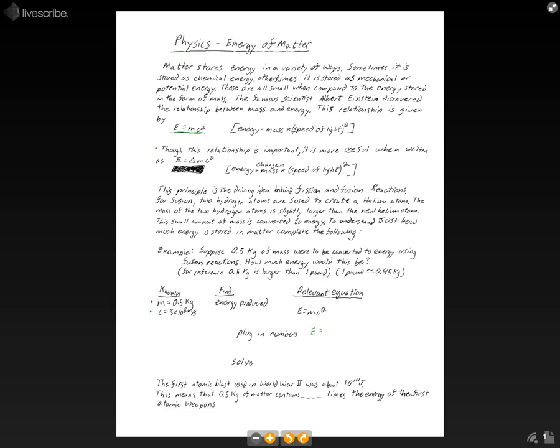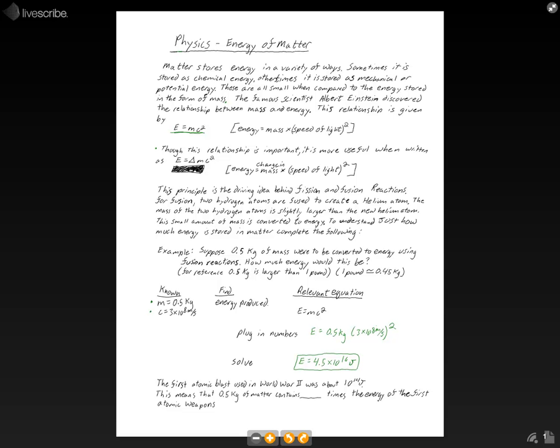We can say E is equal to 0.5 kilograms times 3 times 10 to the 8th meters per second quantity squared. When you do this, E comes out to be a very big number. It is 4.5 times 10 to the 16th joules. And this is a rather hard number to visualize, but basically the first atomic blast in World War II was about 10 to the 14th joules.